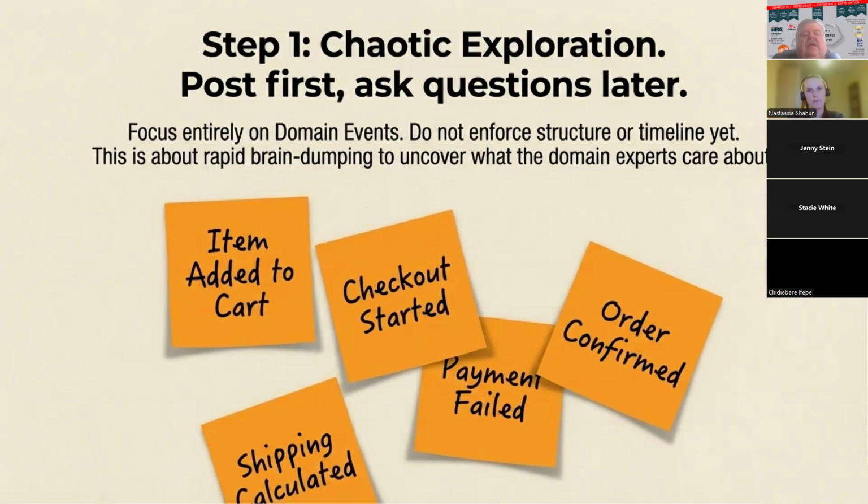The goal is to get this knowledge out of people's heads and see if all people in the team, I mean the broader team from various departments, understand how the process works end-to-end. If they don't get it, this is the exact value that event storming brings us. If you look at the example on the cards, you can see notes like item added to cart, checkout started, shipping calculated, payment failed, and others. Right now, those events are not neatly organized, and that is fine.